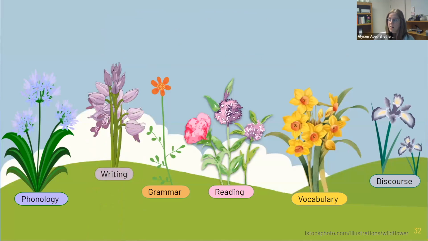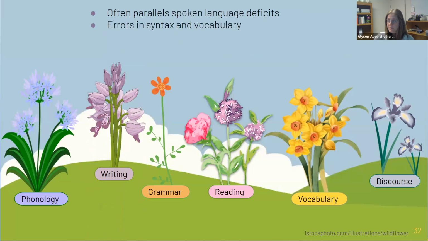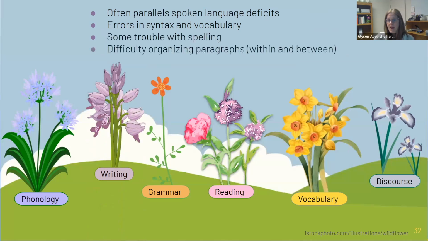Like reading, writing also often parallels spoken language deficits. Particularly, we see immature syntax and vocabulary in written language in older children. We may also see difficulty with spelling. At the level of a narrative, we also see difficulty organizing paragraphs, both within paragraphs and between paragraphs for longer writing samples. This may parallel spoken discourse. In particular, we may see a lack of language being used to create cohesion in the sample, such as before, after, if, then. Like reading, these deficits won't appear until later in the school years.